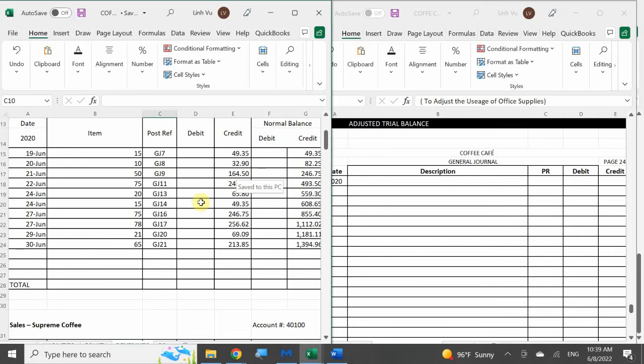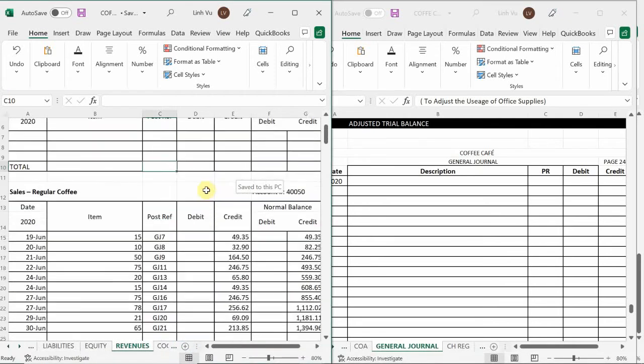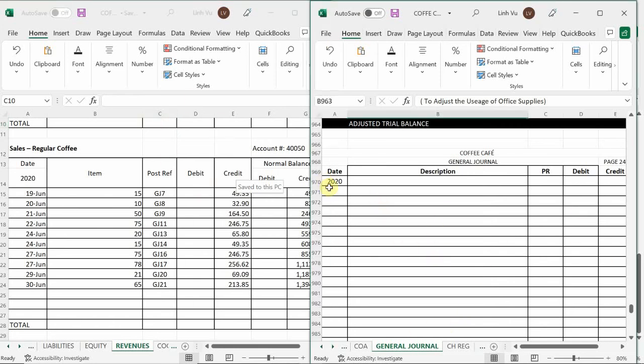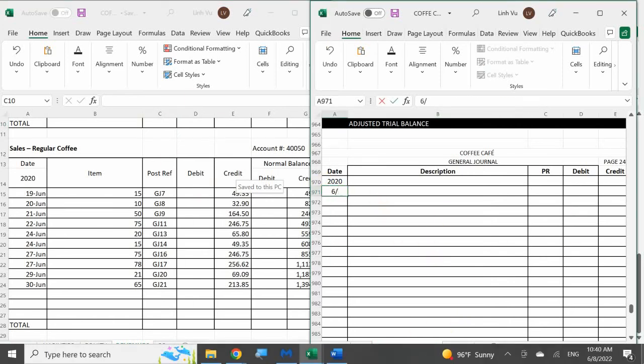So in this case, if we understand that much information, we can now say, okay, for our first one right here, we have our sales for regular coffee. That's our first account that we are going to be closing out. And here we are in our journal, starting on page 24. So sales regular coffee, account number 450.